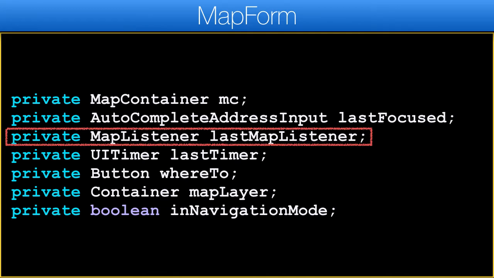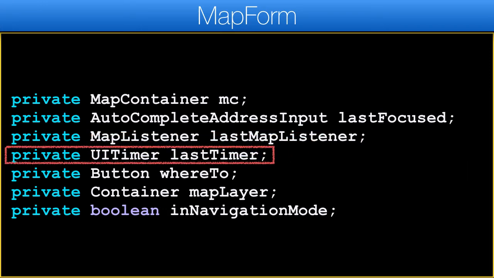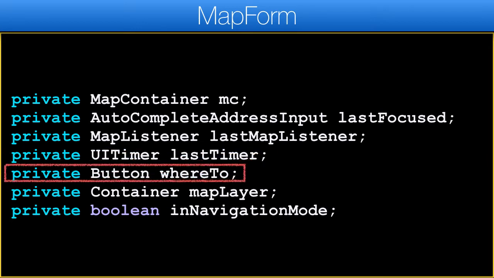The listener is important for cleanup to prevent multiple listener instances. That way, we always have at most one. The timer instance allows us to cancel it. We use it to delay web service requests so we don't send them too frequently.